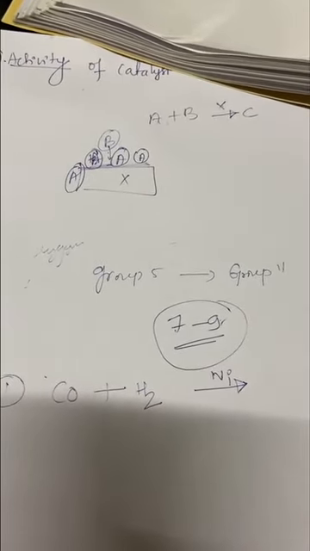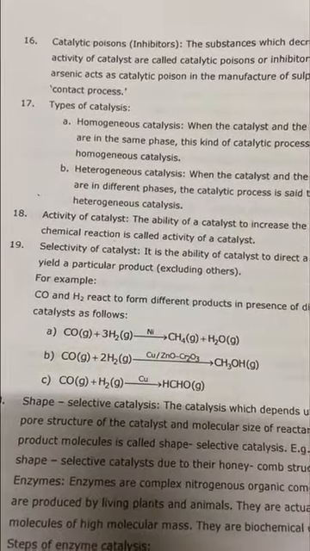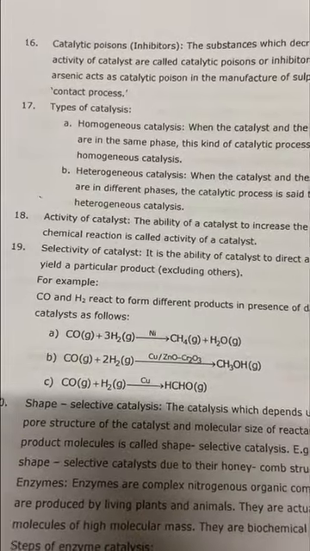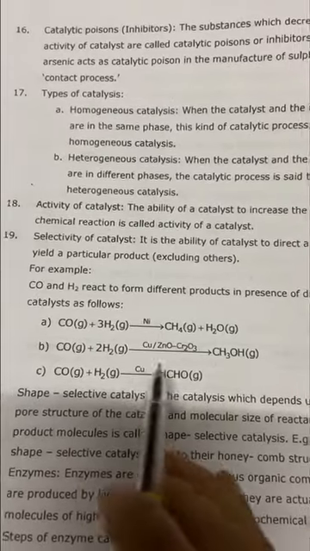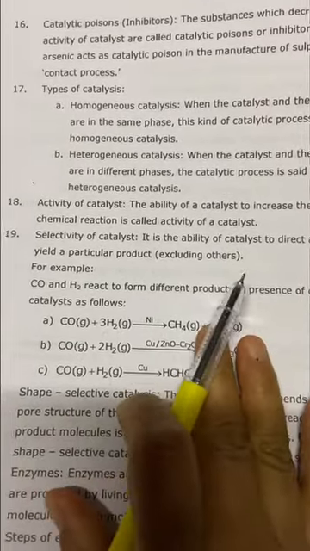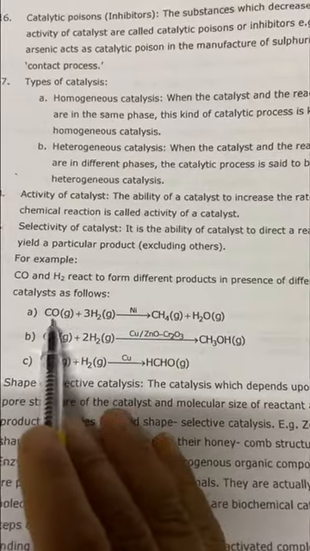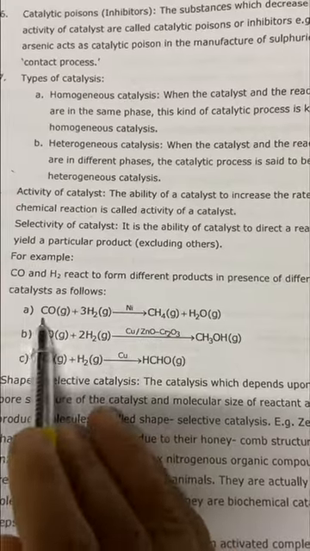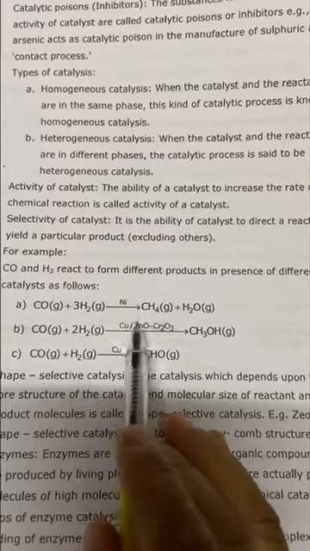Now next we will discuss the selectivity of a catalyst. Now what is it? It is again the ability of the catalyst to direct the reaction in a particular way to give a particular product. So let's take an example. It is there in the book also. We have a carbonaceous case, in all three cases the reacting species are the same, the substrate we are using is the same, carbon monoxide and hydrogen, but what is different is the catalyst.